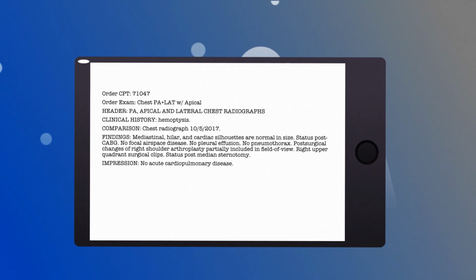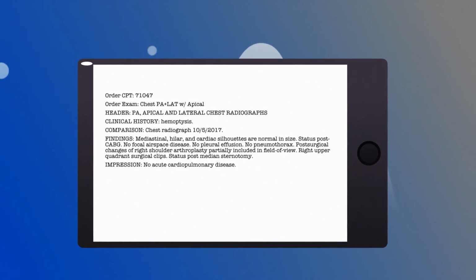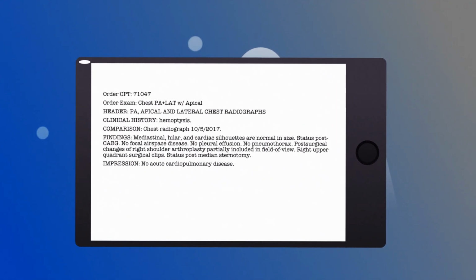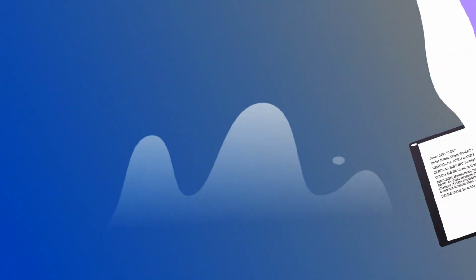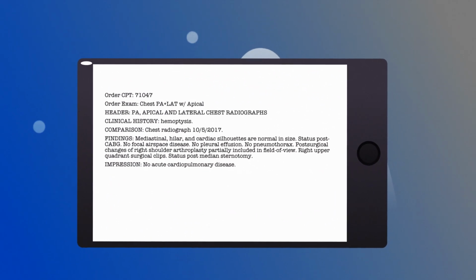Report coding breakdown. Exam: chest PA plus lateral with apical view. Header: PA, apical and lateral chest radiographs. Clinical history: hemoptysis. Comparison: chest radiograph from October 5, 2017. Findings: normal mediastinal, hilar, and cardiac silhouettes. Status post-CABG, coronary artery bypass graft. No focal airspace disease, no pleural effusion or pneumothorax, right shoulder arthroplasty is partially visible, surgical clips and median sternotomy noted. No acute cardiopulmonary disease.